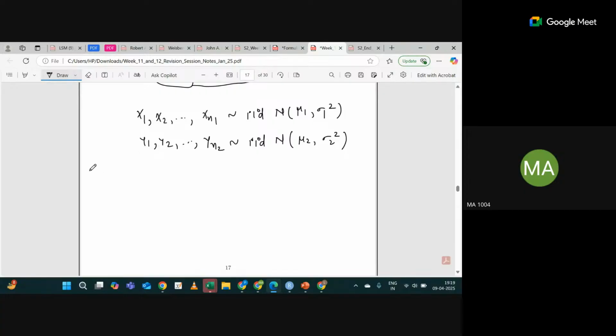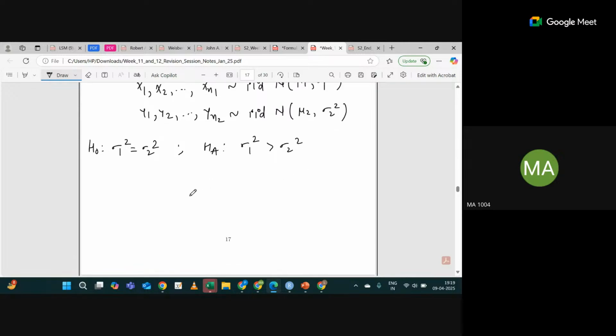So what will be your null hypothesis? You will say variability is the same, and the alternative, let's say, is sigma 1 square greater than sigma 2 square. So what is the test statistic actually? The test statistic is (S1 square divided by sigma 1 square) divided by (S2 square divided by sigma 2 square). This follows an F distribution with n1 minus 1, n2 minus 1 degrees of freedom. This is for the first sample, this is for the second sample.